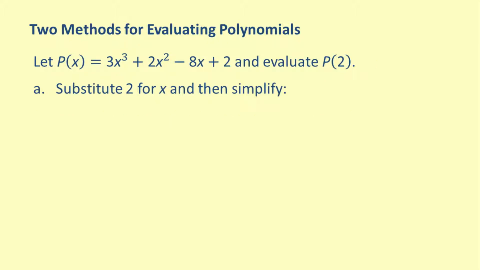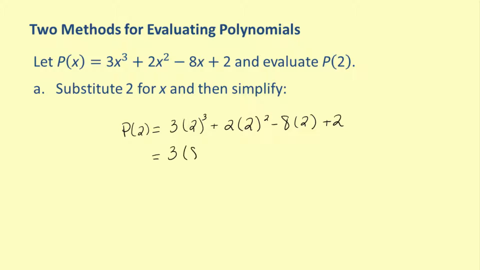To evaluate p of 2 directly, substitute 2 for x and then simplify. So we have p of 2 equals 3 times 2 cubed plus 2 times 2 squared minus 8 times 2 plus 2. Following the order of operations, rewrite the equation as 3 times 8 plus 2 times 4 minus 16 plus 2. Simplify to get 24 plus 8 minus 16 plus 2, which equals 18.